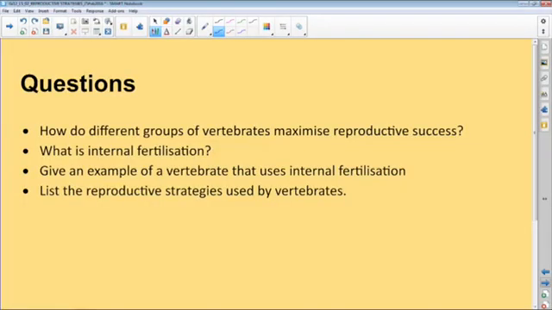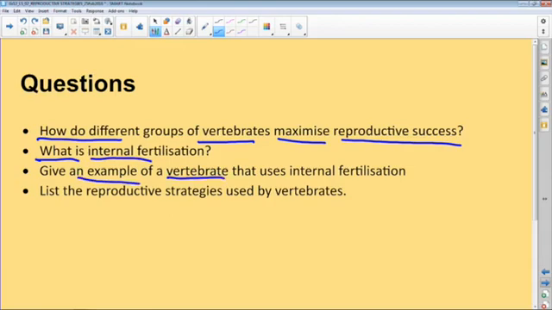Okay, now, the next one we're having a look at, I want to give you some questions. Hopefully you've been listening, okay, and hopefully you've got more knowledge than what I expect. I know you do, you've been doing this section, so good luck. Let's have a look at these questions. First one I want to do is how do different groups of vertebrates maximize reproductive strategies? Next, what is internal fertilization? Mentioned it. Give an example of a vertebrate that uses internal fertilization. And then last one, list the reproductive strategies used by vertebrates.